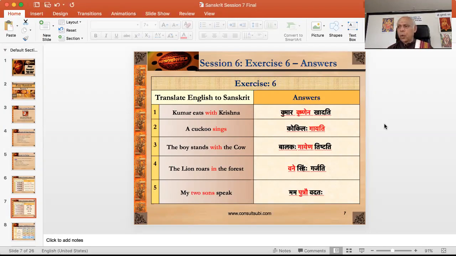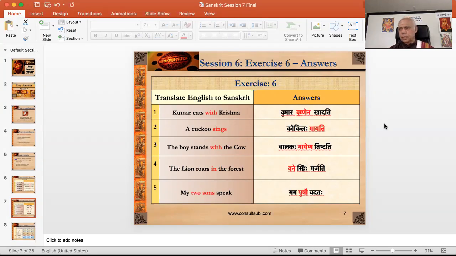The lion roars in the forest. Vane simmaha garjati. Simmaha vane garjati is also correct. I think in the syntax I mentioned about this, how the words can play. You can say simmaha vane garjati, it's equally correct. Vane means in here.